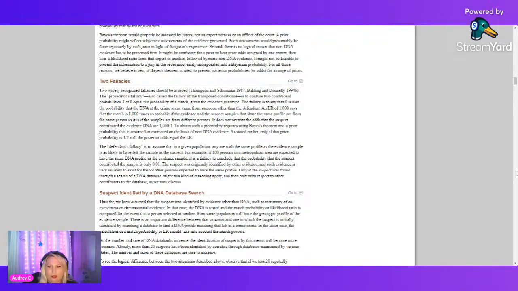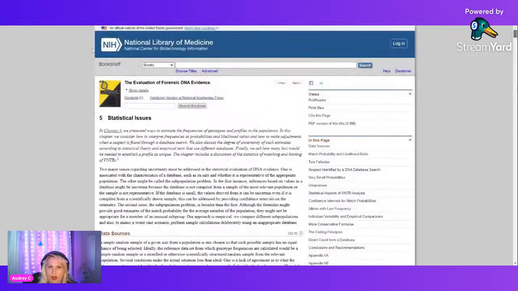I want to look this over because this section here is called the 2 fallacies, from a document from the National Library of Medicine under the National Center for Biotechnology Information. This is called The Evolution of Forensic DNA Evidence. This is called Statistical Issues.